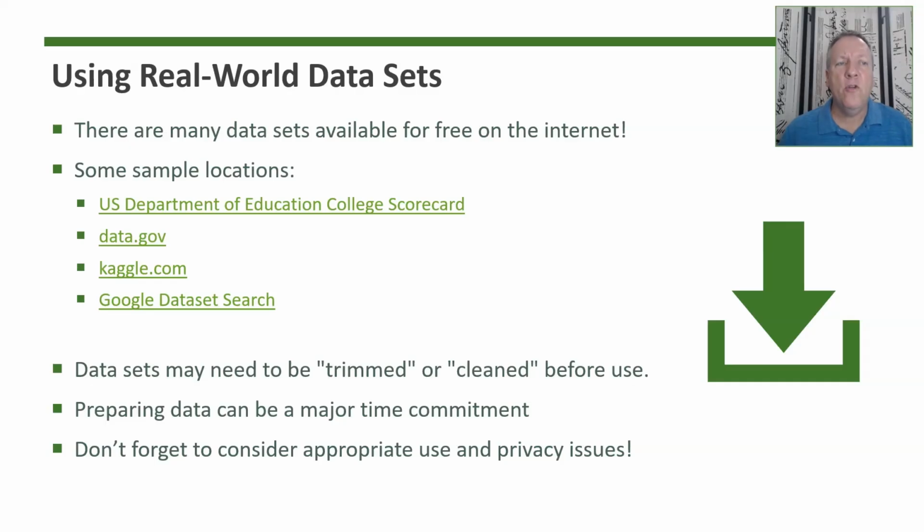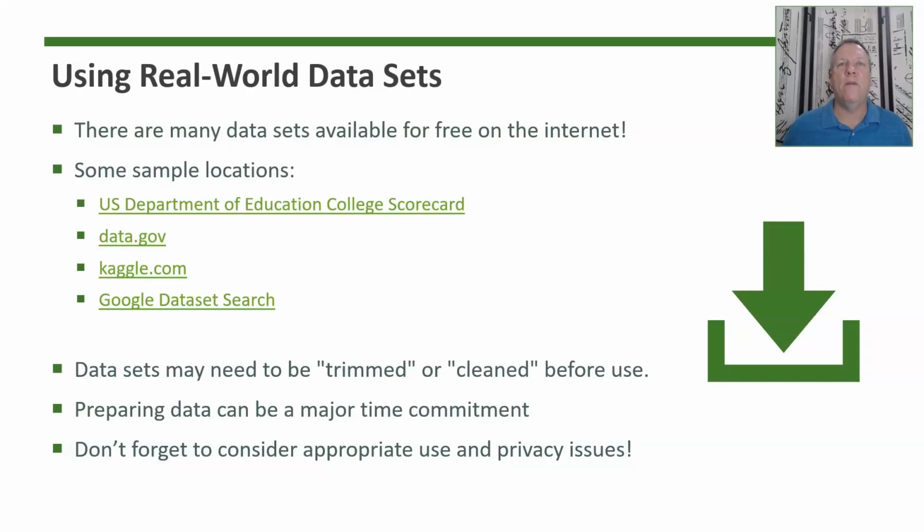So, can you make your own datasets? Of course, you could do surveys and collect information from your peers, but there are lots of datasets available for you out there for free on the internet. I've listed a few sites here. The US Department of Education College Scorecard is a great way to get information about colleges that may be very relevant to you. Data.gov and Kaggle.com are good locations for free datasets. Also, Google has a dataset search that you can use to find datasets about practically anything in the world.